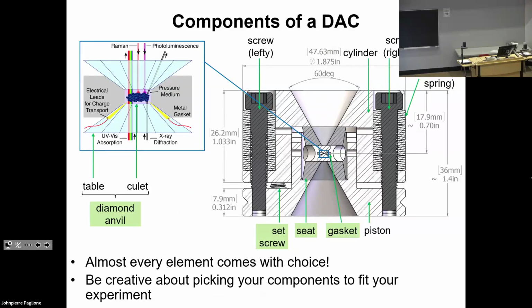Okay, so inside a diamond anvil cell, here's a really nice cutout showing all of the different components. This is where our sample sits, right at the center there. It's very small; usually the diamond culets are somewhere between 100 and 600 microns in diameter. The back of the diamond is called the table, so that's right here.